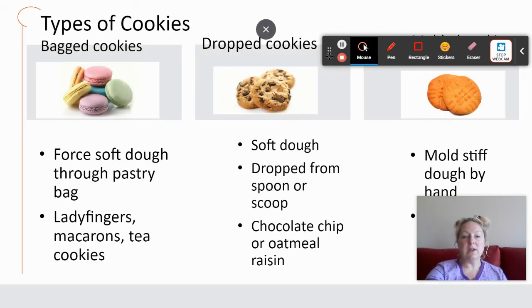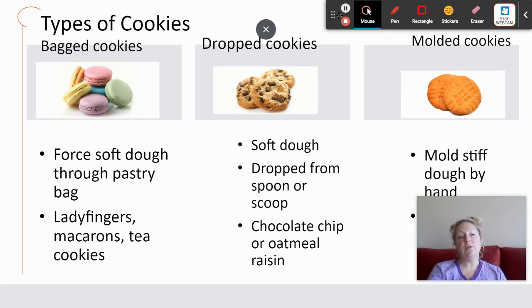And so when we talk about the types of cookies, one of the first types of cookies is a bagged cookie. Macarons is the most common. That's what you kind of see there. And essentially you make a soft dough and you force it through a pastry bag. And so these can be kind of molded or shaped a little bit. Lady fingers, tea cookies are very common.